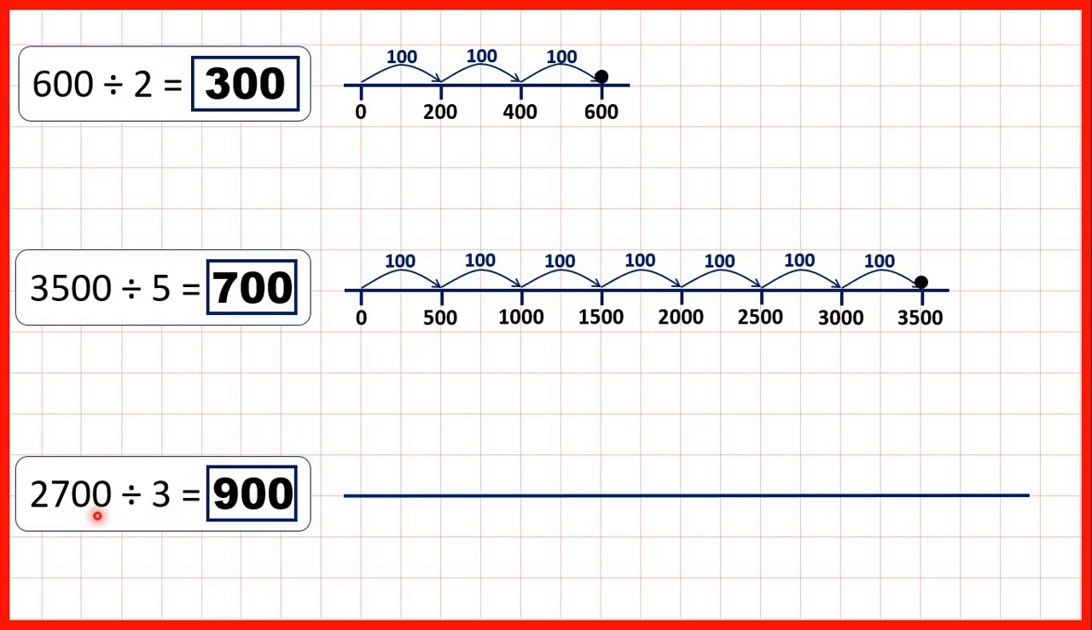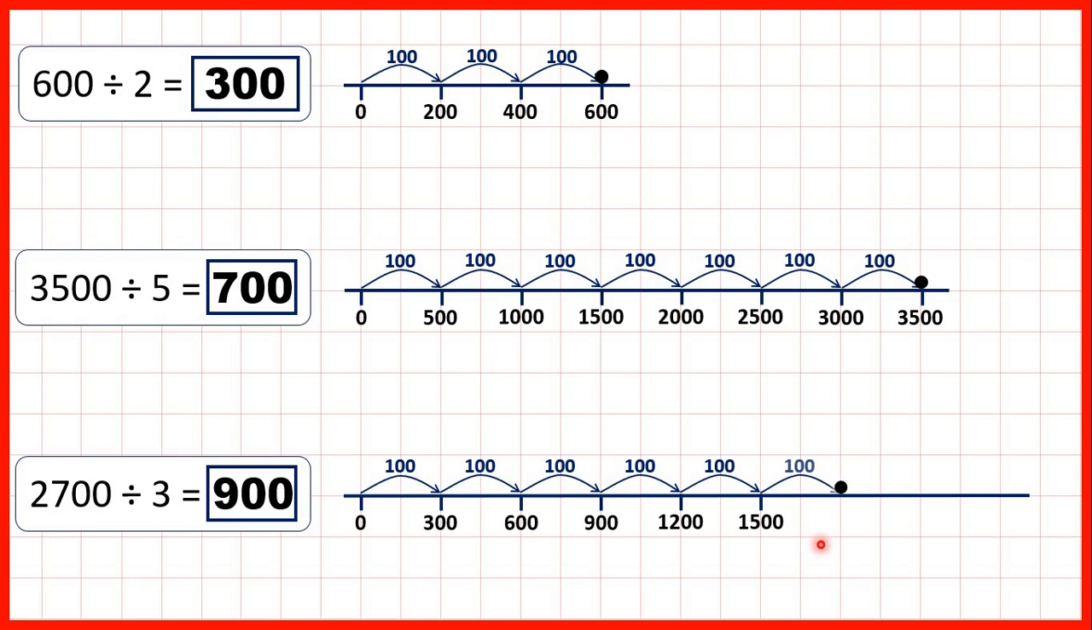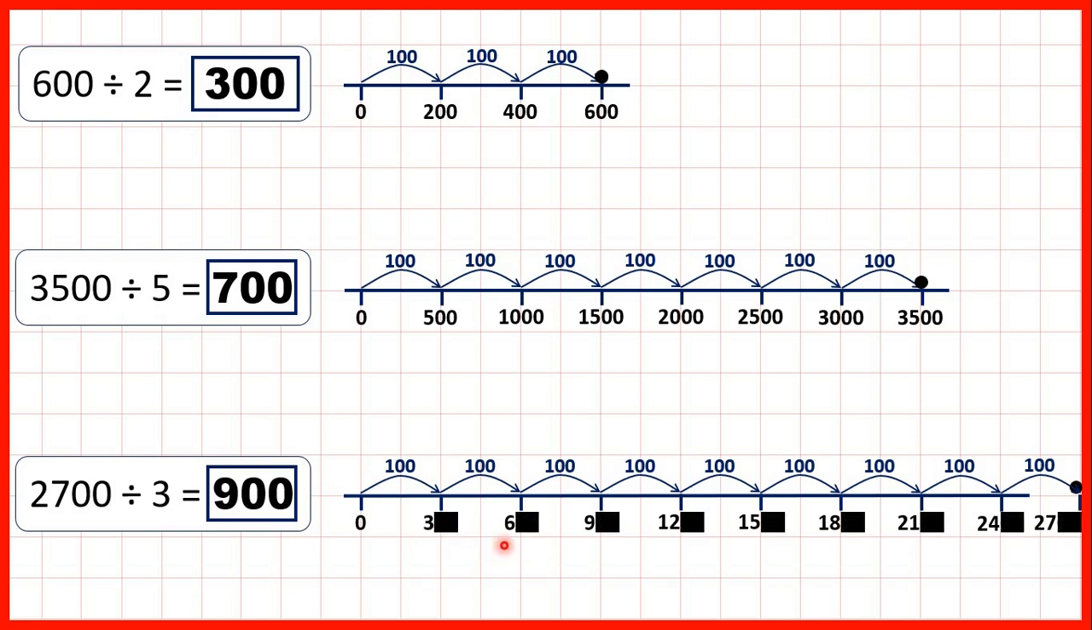So now, for 2,700 divided by 3, we can count 100 steps of 3 to take us to 300, another 100 steps of 3 would take us to 600, then 900, 1,200, 1,500, 1,800, 2,100, 2,400, and then 2,700. So counting in steps of 300 is just like counting in steps of 3, and we can see that we've made 100 jumps of 3 9 times, so that's why our answer is 900.